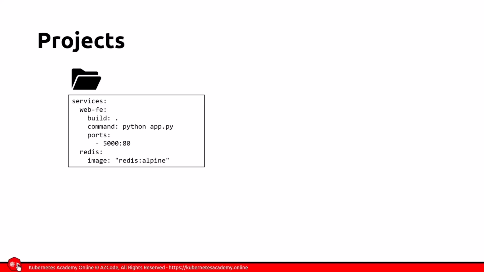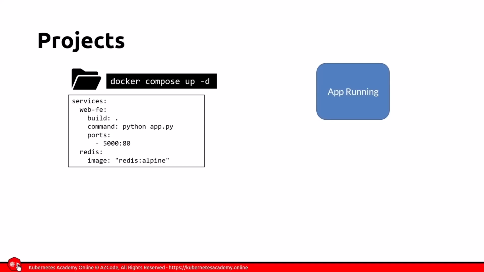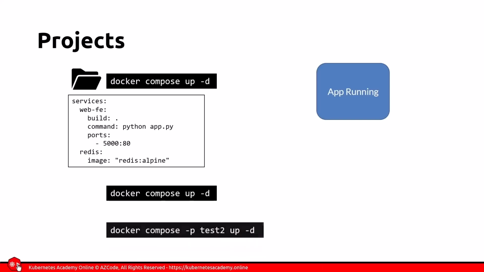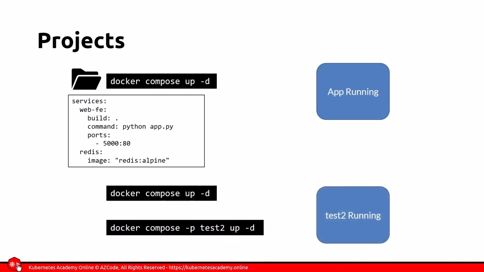The Docker Compose file is located inside a folder. And if you run docker compose up, this will launch your application. If you try to run docker compose up a second time from the same folder, nothing will happen because the application is currently running. If you want to run a second instance of your application, it was impossible with Docker Compose v1. But with v2, you can use a project name to launch a second instance of your application from the same folder.